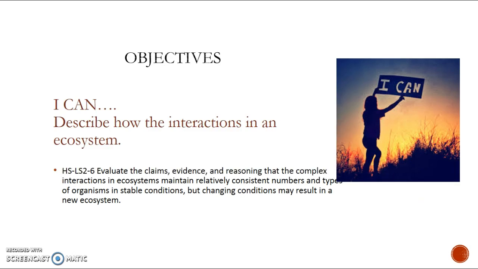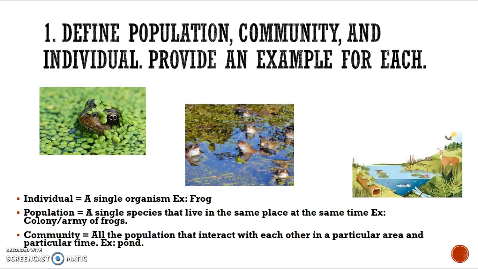All right, so we can look at these interactions of the ecosystem. Remember, we talked about defining populations, communities, and individuals for each. We have the examples on the board. Individual is one frog. A population is a colony or army of frogs, as they are called. There can be both. And then a community would be all those things in a pond.